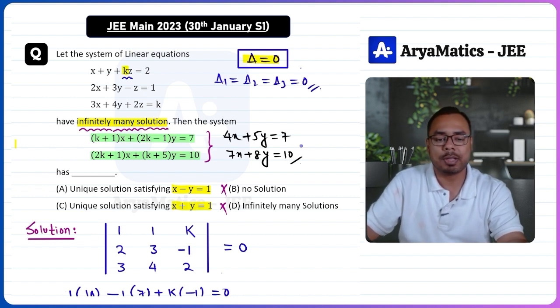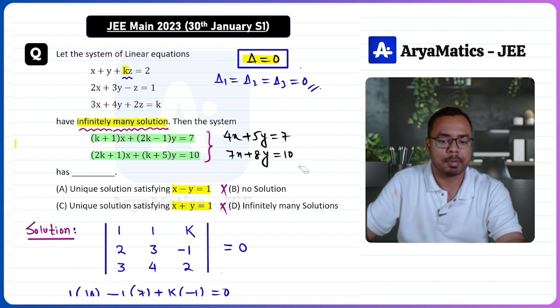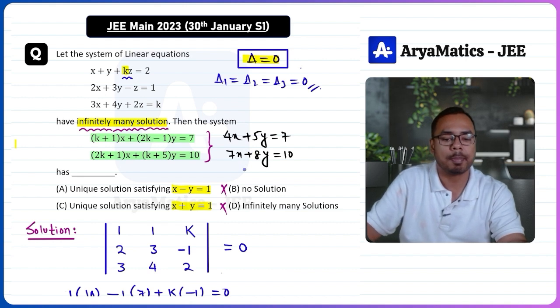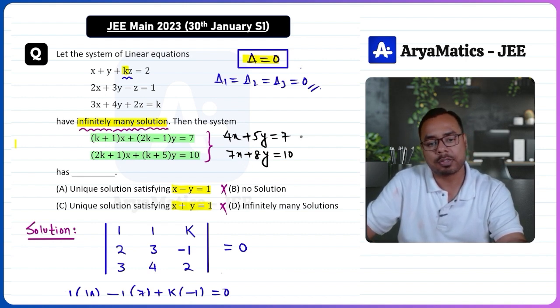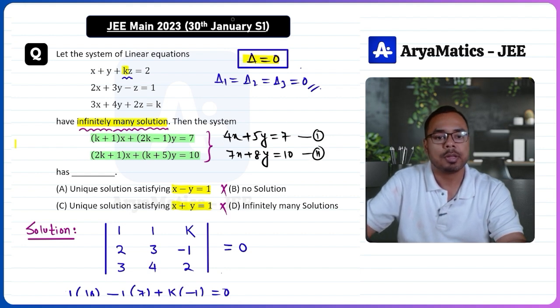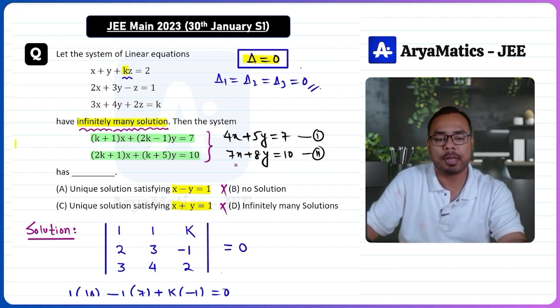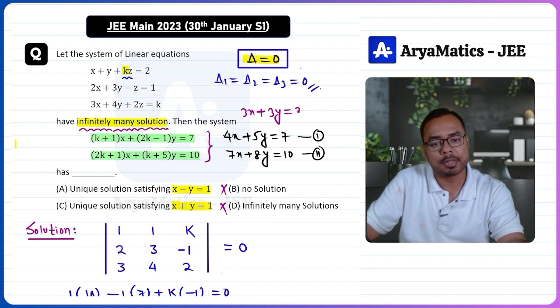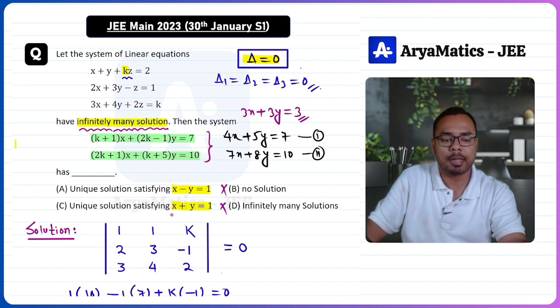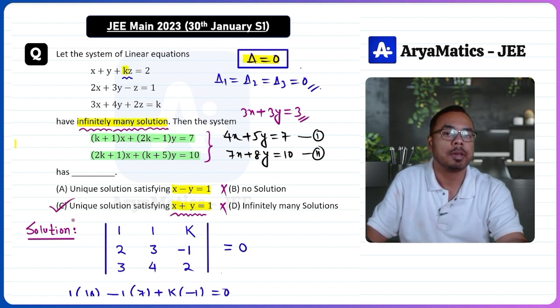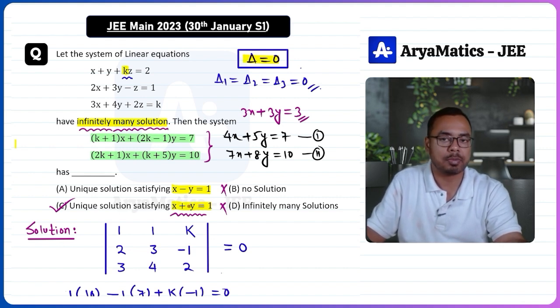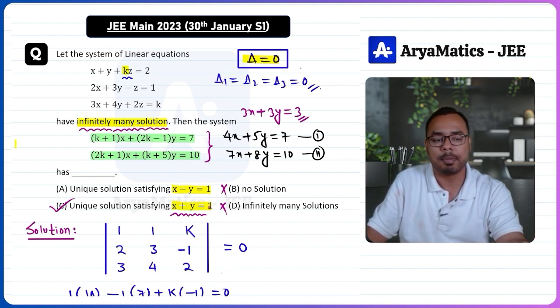For that, either you can solve these two and then find the sum or difference of those two roots. But here you can also see directly that if I call this equation 1 and this equation 2, then if you do equation 2 minus 1, you will get 7 minus 4, which is 3x, and 8 minus 5, which is 3y, and on the right hand side 10 minus 7, that is 3. Divide by 3, and then we have x plus y equals 1. So therefore, this system of linear equations will have a unique solution satisfying the condition x plus y equals 1. That means the sum of the solution, x plus y, will be 1, right?